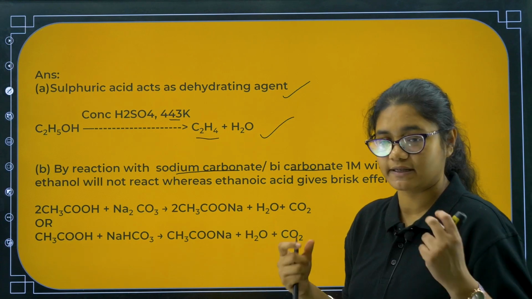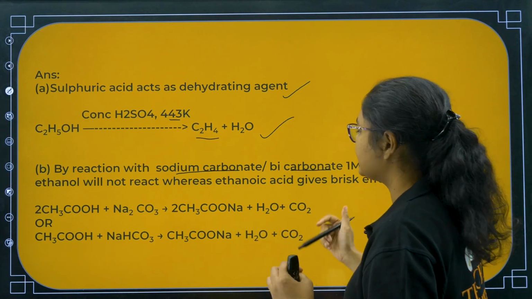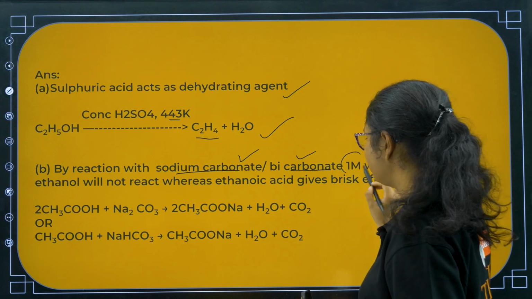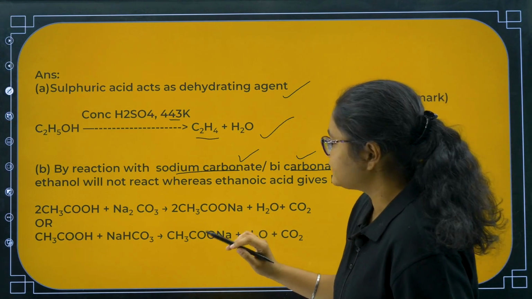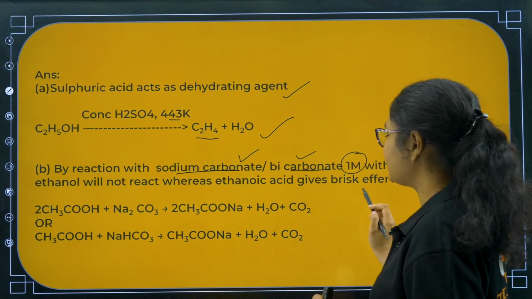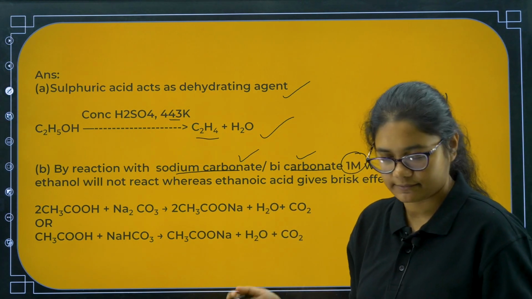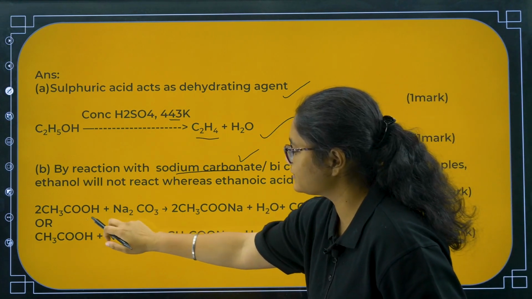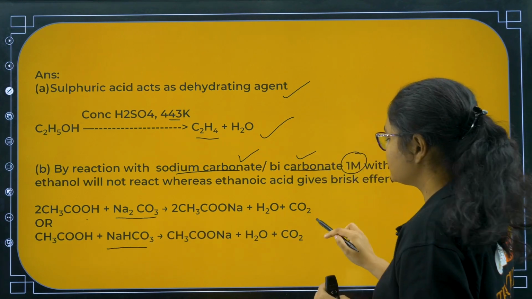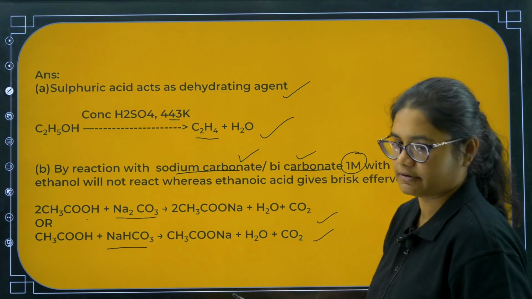Next part, by reaction with sodium carbonate or bicarbonate. What is the experimental setup you are telling? That is the reaction with sodium carbonate or bicarbonate you can differentiate, that will give you 1 mark. Okay. Next, how will you differentiate? With the samples, ethanol will not react, whereas ethanoic acid reacts with brisk effervescence. Okay. Now write the reaction, acid with sodium carbonate, acid with sodium bicarbonate. So that gives you 1 mark, so total 3 marks.